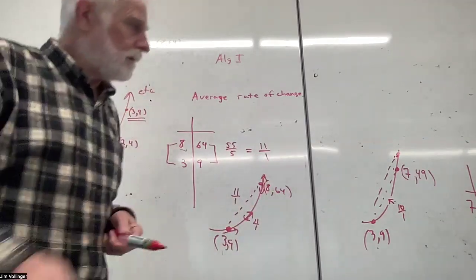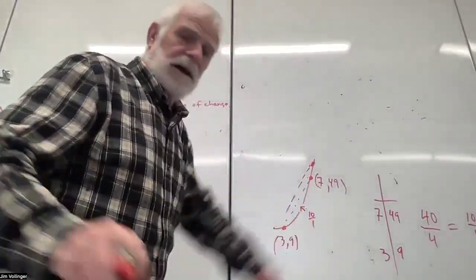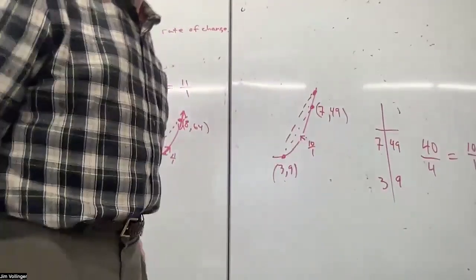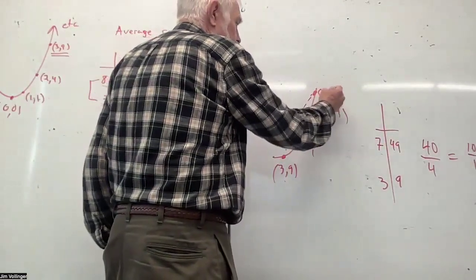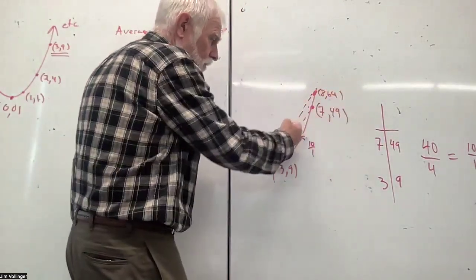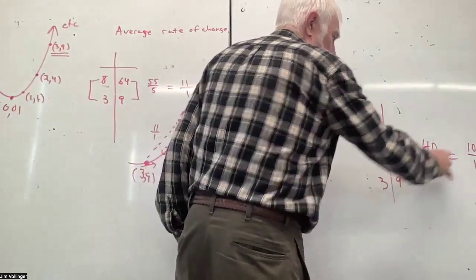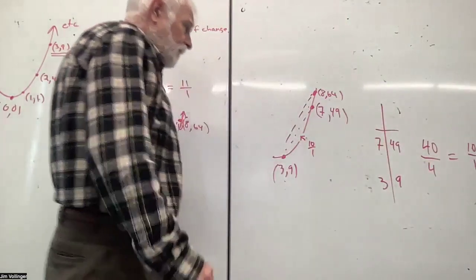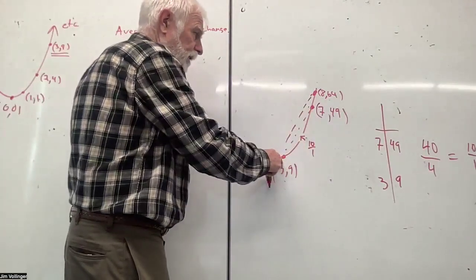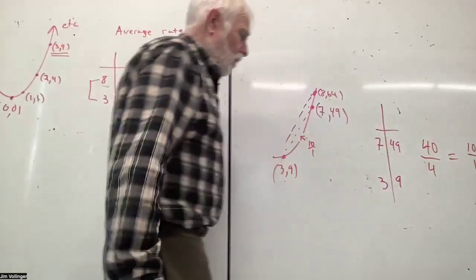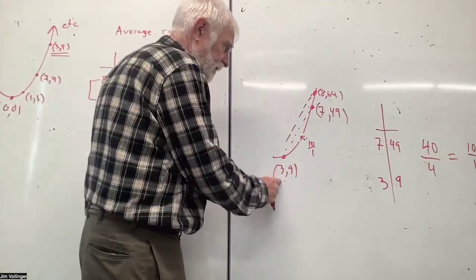All right, so now we're going to do from (3, 9) to (7, 49). I got to remember to center this camera each time. And so this used to be (8, 64). And now, oh, my average rate of change, 40 divided by 4, is 10-to-1. It was 11-to-1. I'm bringing this dot closer to (3, 9). And now it's 10-to-1 from this coordinate to that coordinate, from this place to this place.